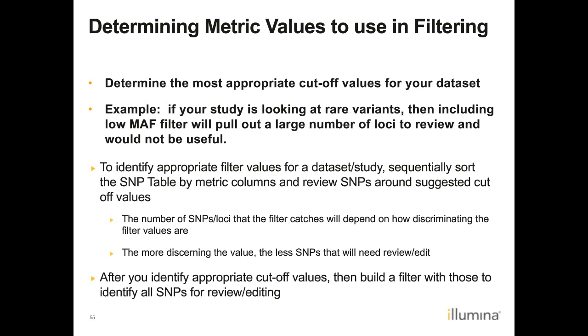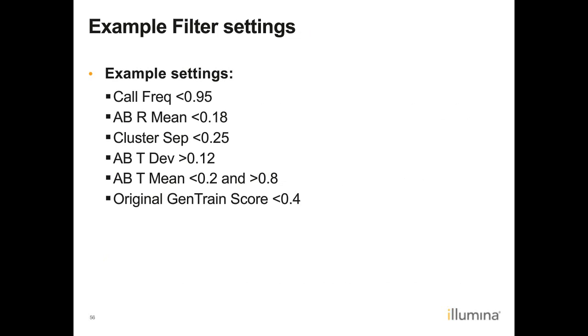You would sequentially sort the SNP table by the metric columns and review the SNPs around the suggested cutoff values. And the number of SNPs per loci that the filter catches will depend on how discriminating the filter values are. Now, after you've identified the appropriate cutoff values, you can build a filter with those particular cutoff values to identify any SNPs for review or editing. Some example filter settings are included on this slide. Again, you can review this, and you may find that your mileage may vary depending on your chip.